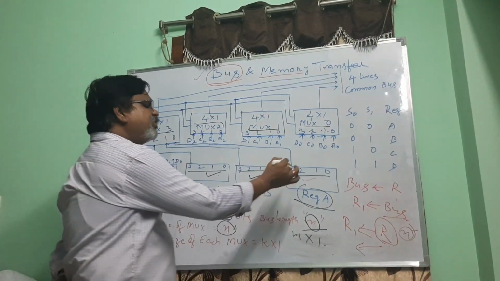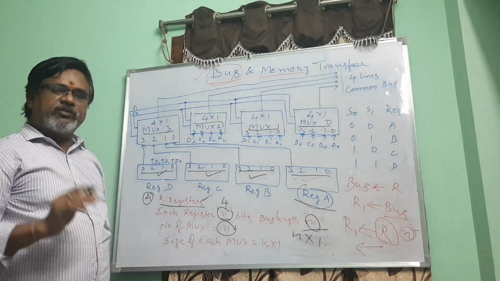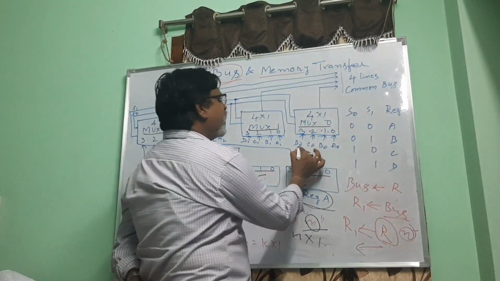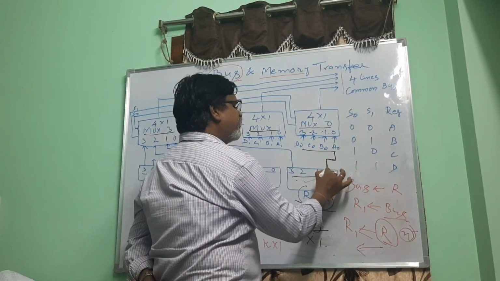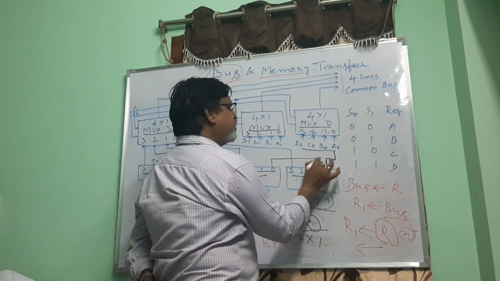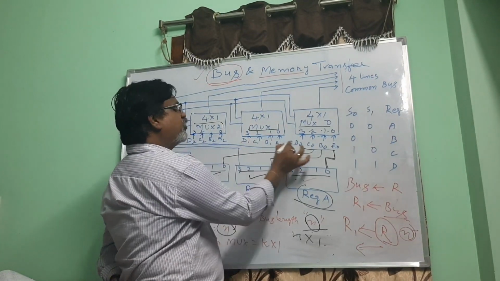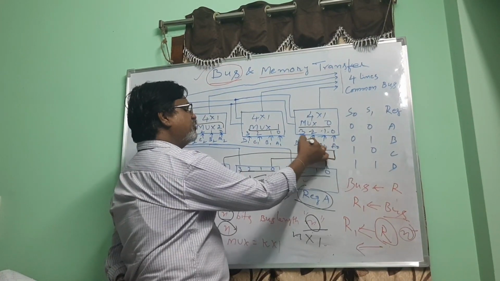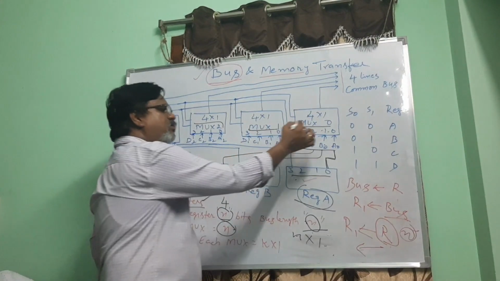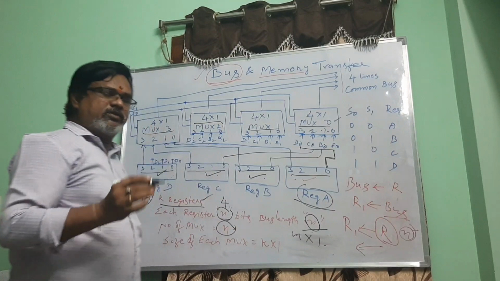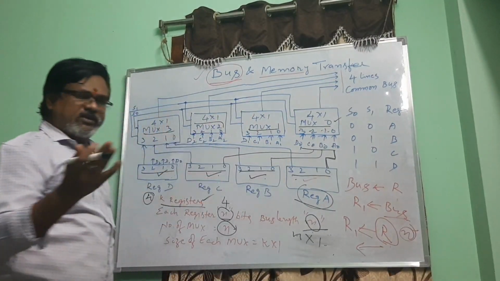And the 0th bit of each register is connected to multiplexer A like this. Here the 0th bit, here the 0th bit, and here the D0 bit. You can see A0, B0, C0, D0. The 0th bits of all the registers are connected to the first multiplexer, that is the 0th multiplexer, MUX 0.